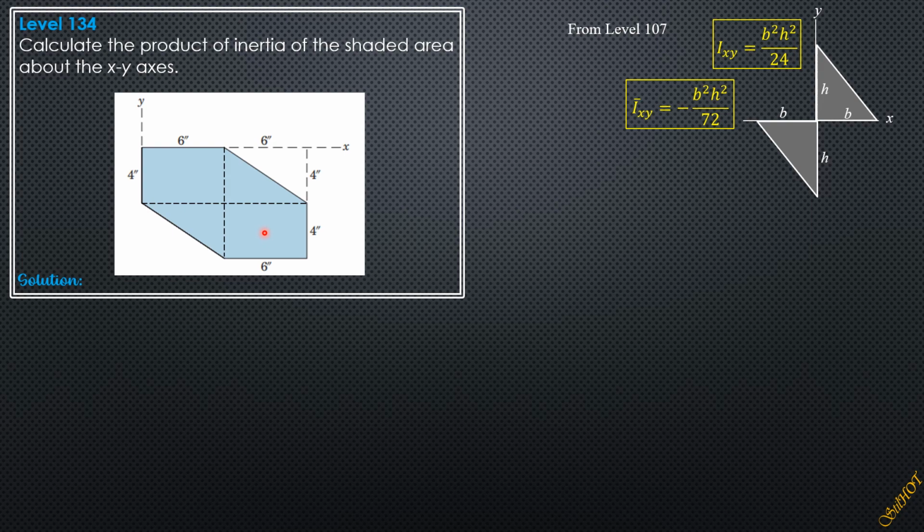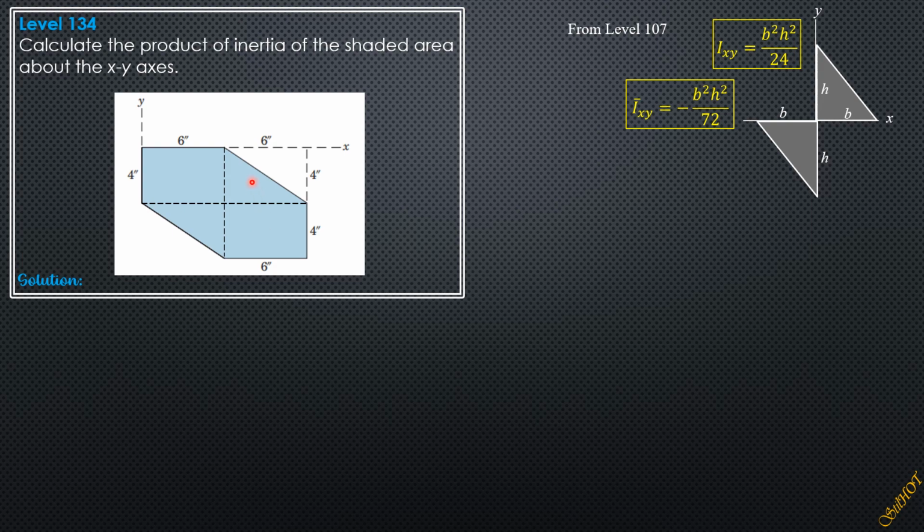For this rectangle, with respect to the centroid 0, bar x is 6 plus half of 6, 3, so positive 9. While bar y for this rectangle is negative 4, then half of 4 is 2, so negative 6.